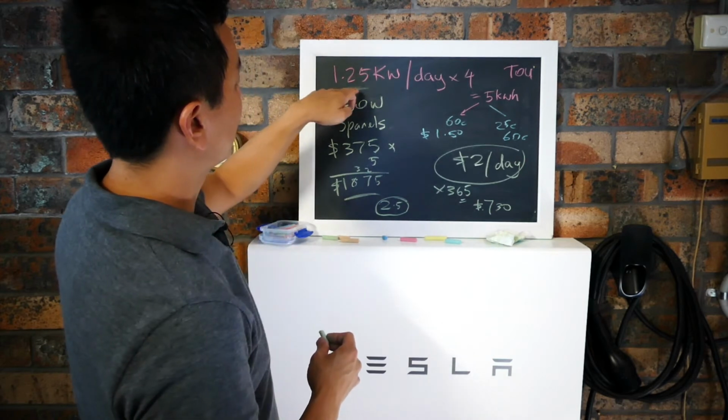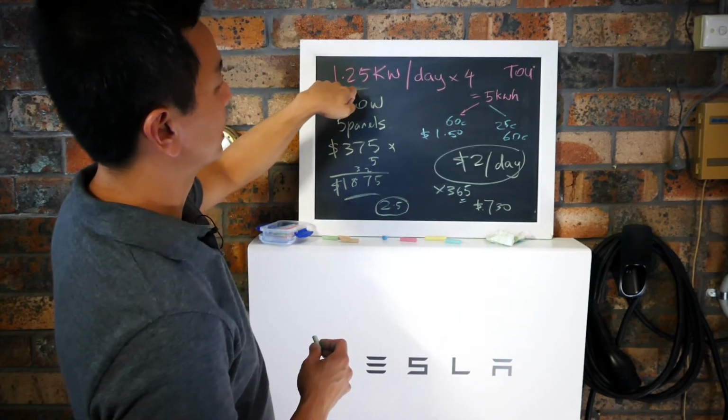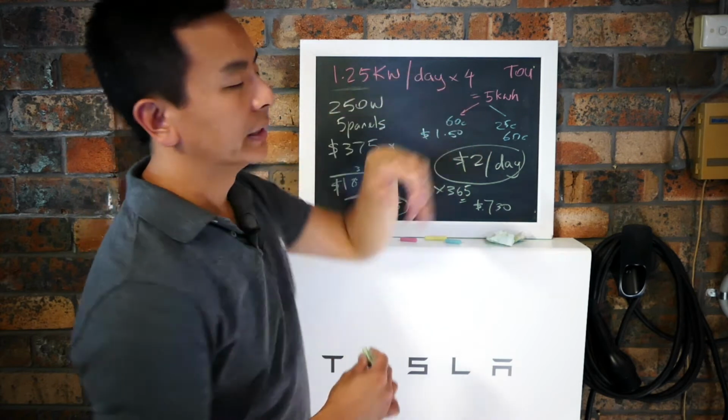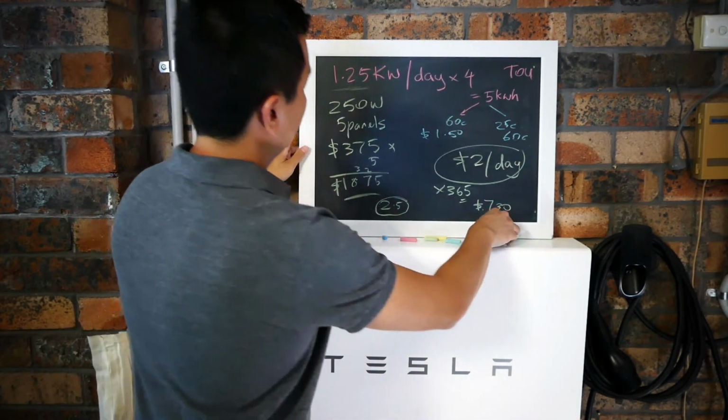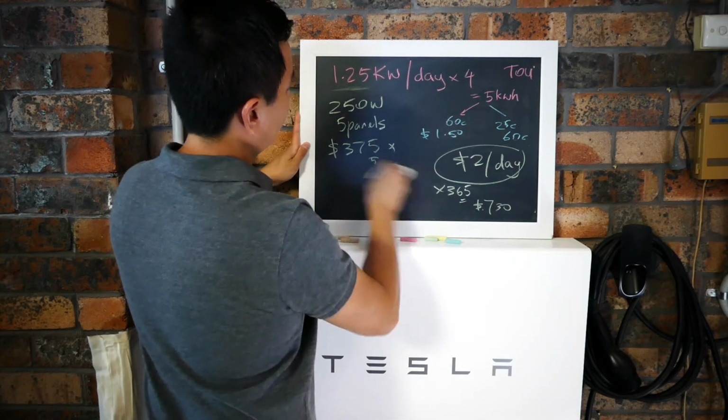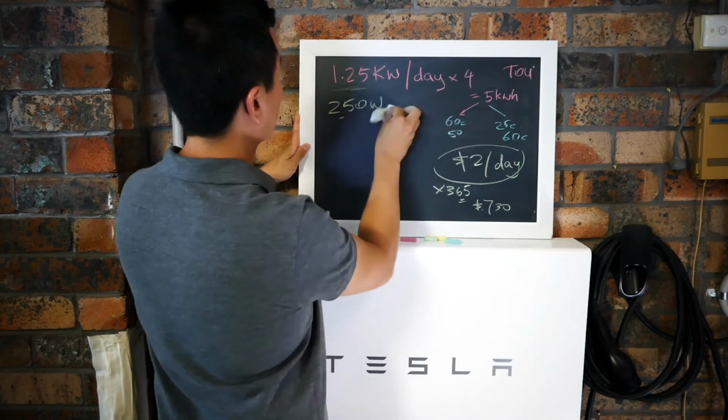And also, 1.25 kilowatts per day, that's assuming that you have a sunny day all the time, which you won't always have. So although that's all you need, most people will opt for a bigger system because of this fact.